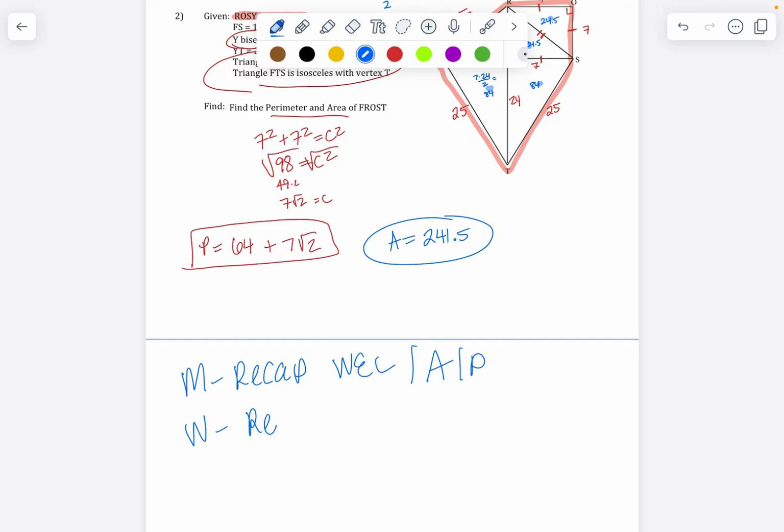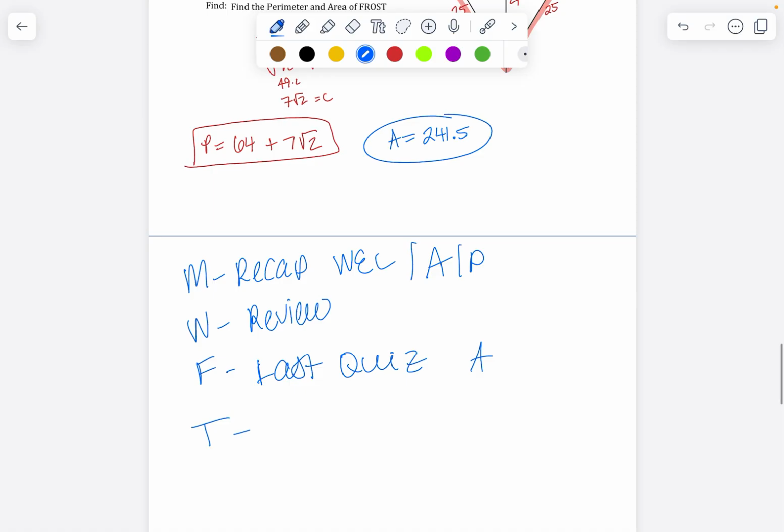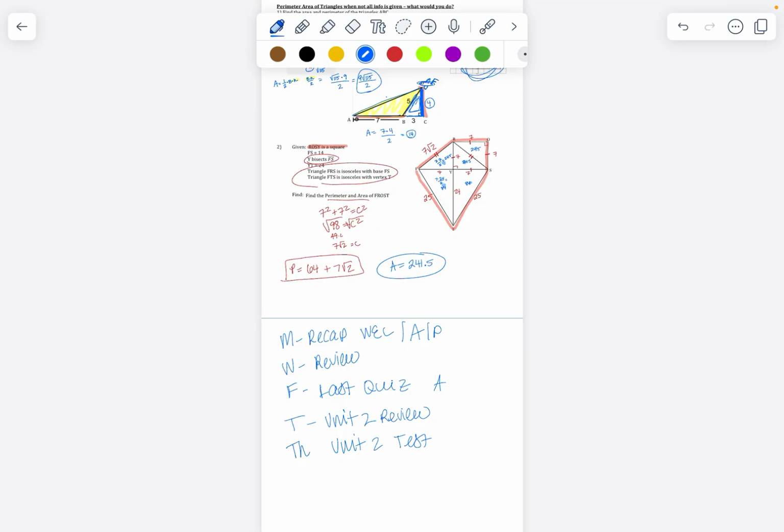Wednesday will be a review of whatever we decide to finish covering in this section. And then Friday will be your last quiz. We will take a lunch that day on Friday. And then I will see you guys Tuesday for a day of a Unit 2 review. And then for you guys, I will see you the second day of finals, which is Thursday, for your Unit 2 test. So no final exam for you guys, just a Unit 2 test.